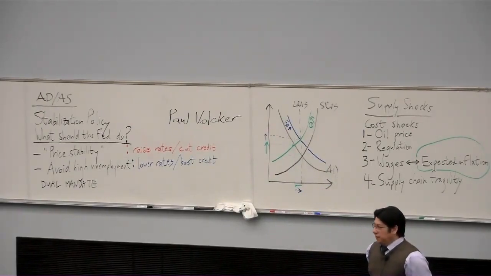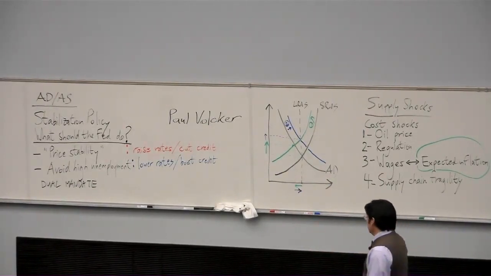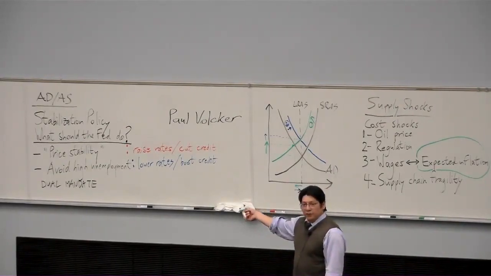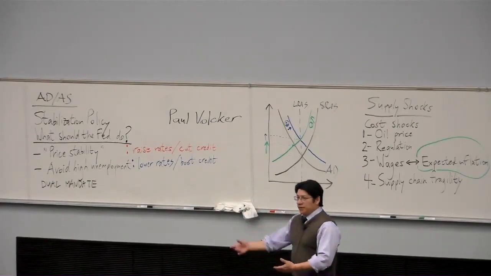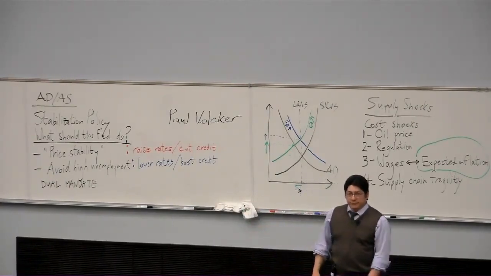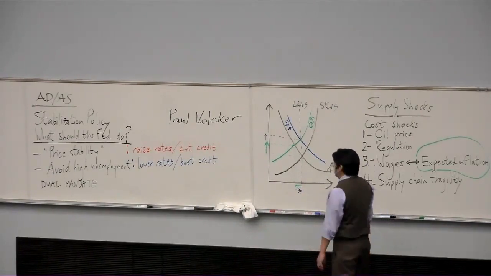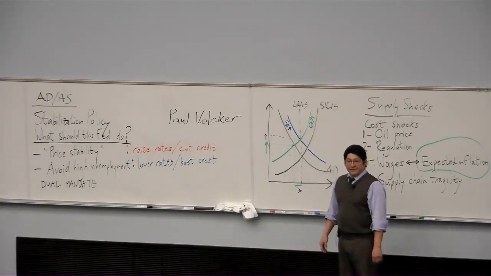Yep. Supply shocks just put them in this position where they can only target one of the things that they care about, and if they target one, they're making the other one worse. There is no middle way. The middle way, I guess, would be to do nothing and hope it goes away.